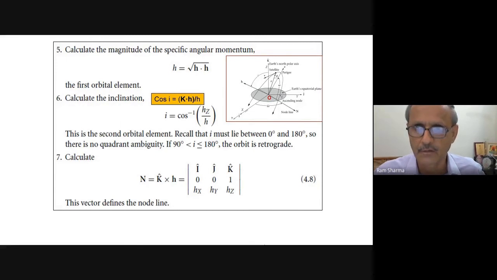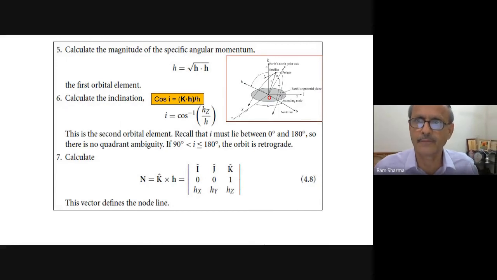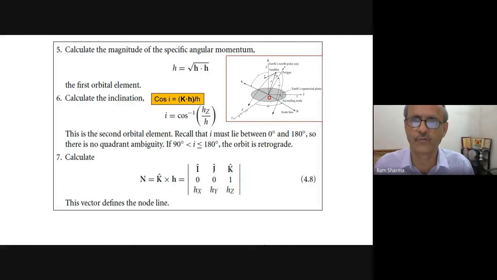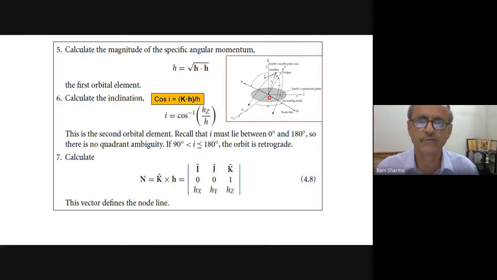Now cos i. Cos i is the dot product between the K vector and the H vector. And the K vector is 0, 0, 1. The unit vectors i, j, k are the unit vectors towards the x-axis, y-axis, and z-axis. So that will be K dot H by H. Because K is 0, 0, 1, only the Z component will come. So Hz by H, that will be cos i, and i is equal to cos inverse.